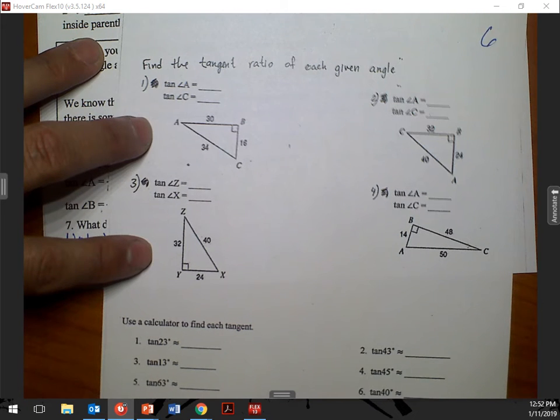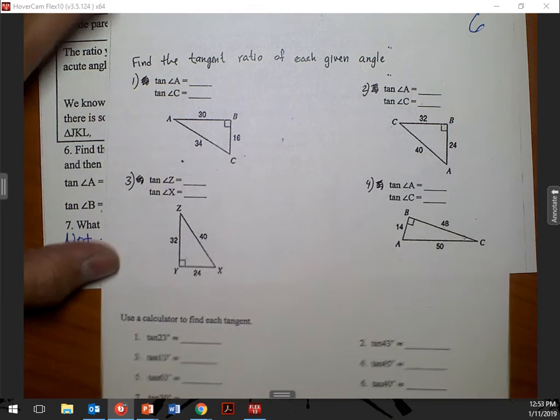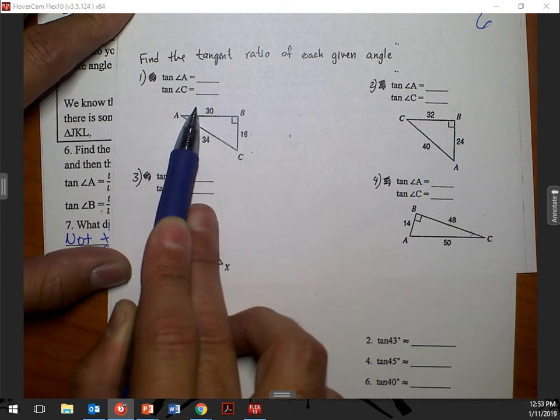Let's try this. Find the tangent ratio of each given angle. Let's look at the first one. What is my reference angle? Class, say A. A. Good job. If A is my reference angle, which one's opposite? B. Give me the number. 16. What is adjacent? C. Is it 30? 30. Opposite 16, adjacent 30, so that would be 16 over 30. The hypotenuse is 34.